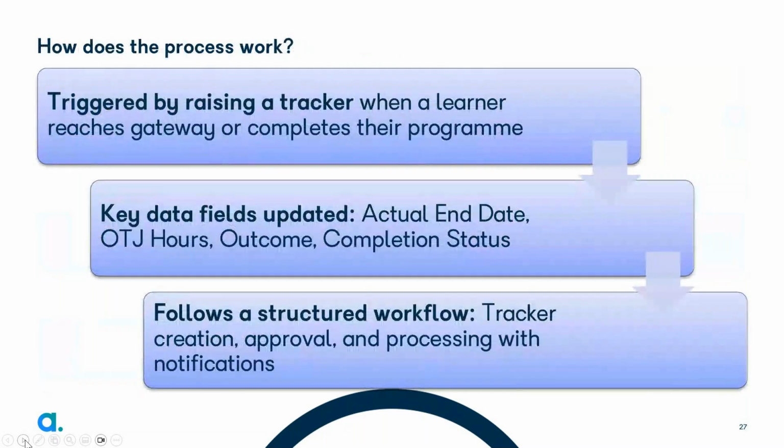The automation can be triggered when a learner enters either the endpoint assessment period or completes their program. At this point, key fields are automatically updated, and you can include details like actual end date, off-the-job hours, achievement date, outcome, and completion status. The process follows a clear workflow. A tutor or administrator initiates the tracker, which is then reviewed and pre-authorized, and then a senior person completes the final processing. Automated notifications ensure that all stakeholders are kept informed throughout. The structured approach not only streamlines the process, but ensures accuracy and accountability.